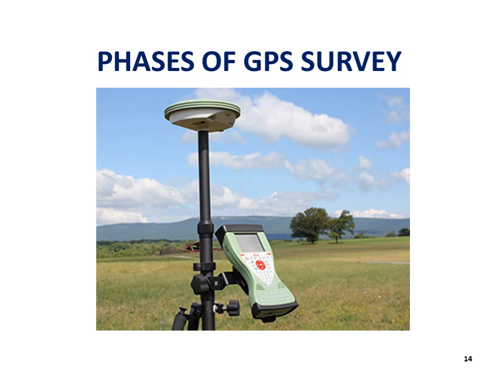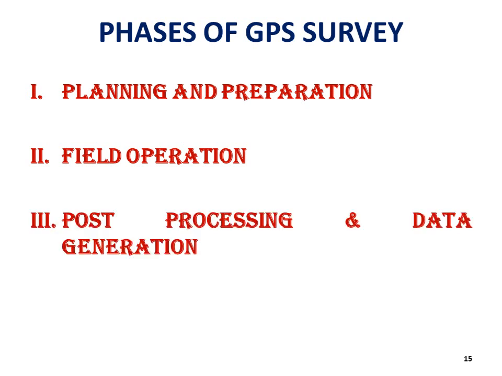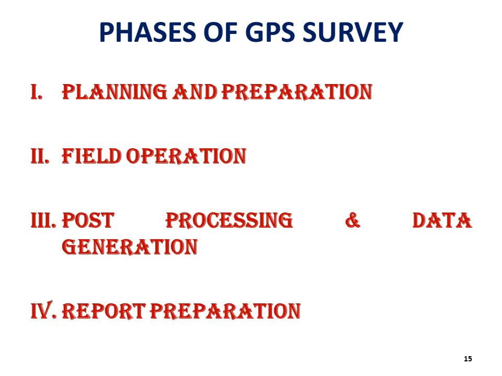Next is phases of GPS survey. What are the different steps involved in a GPS survey? There are 4 different steps. First, planning and preparation. Second, field operation. Third, post processing and data generation. And last, report preparation. Out of these 4 steps, today we will see only the first part, that is planning and preparation.